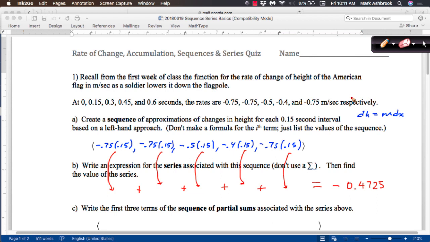So this is accumulating by summing up all those changes in heights, we get the net accumulated change in height for the first 0.75 seconds. So that would be part of the answer to D. Questions so far? Anybody having success so far? If you weren't successful and you need to ask a question, don't hesitate. Does this make sense?